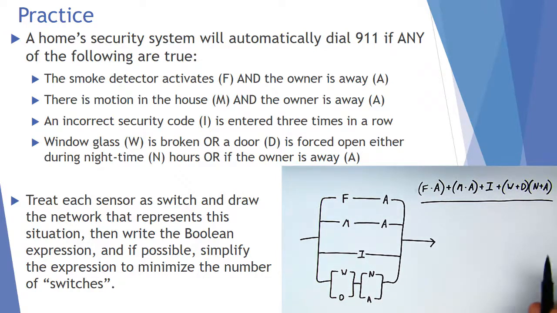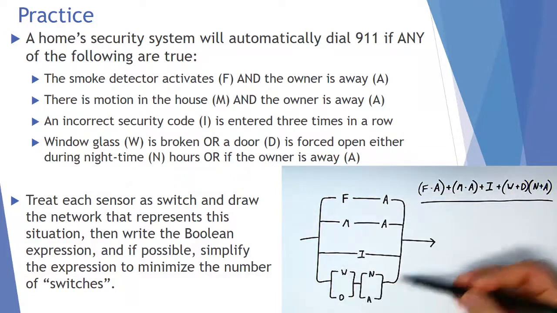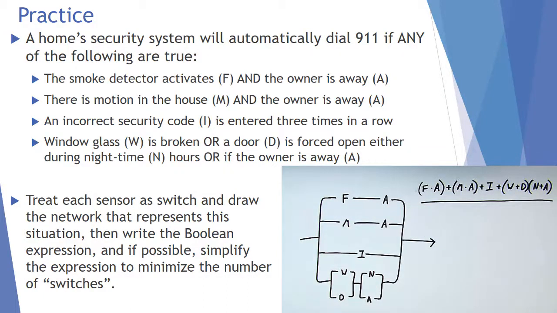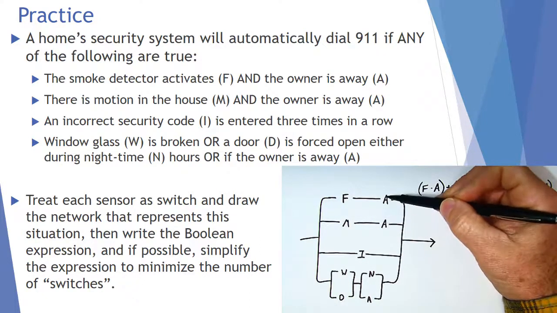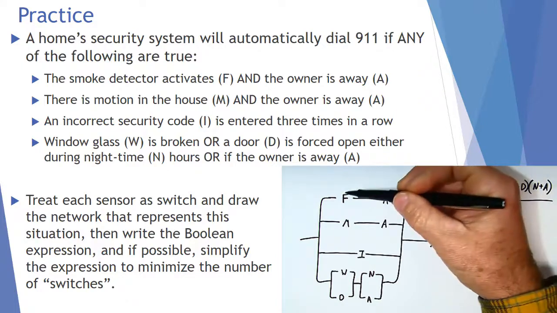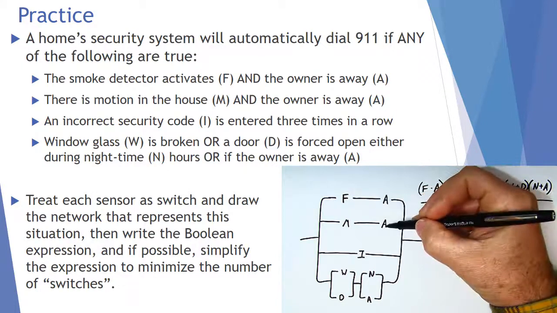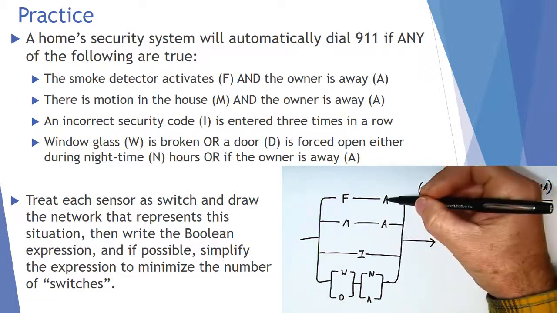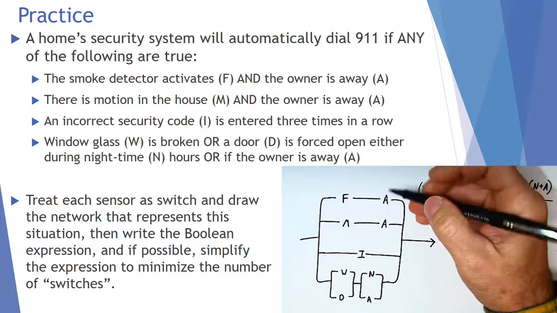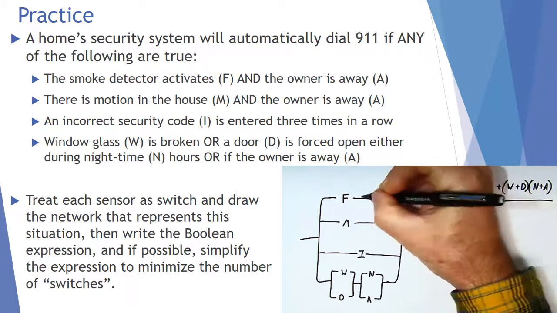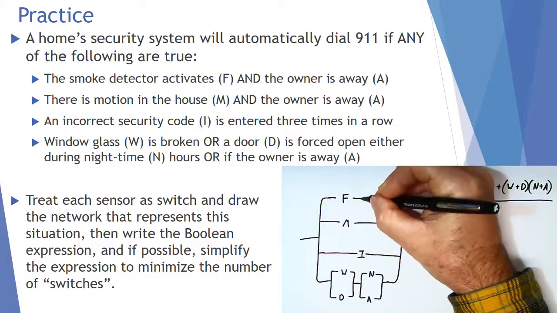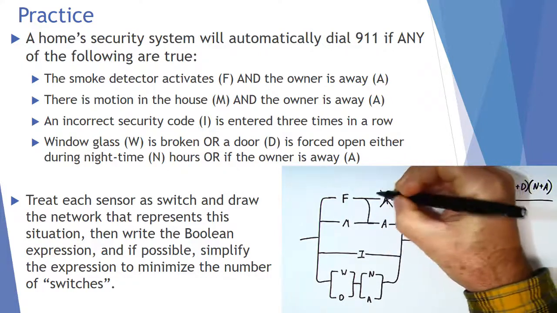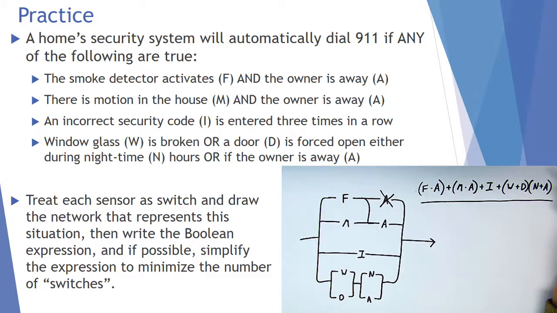Now, can we simplify that? Well, take a look at this network. As it turns out, there is a little something that can be simplified. Instead of having this switch A occur in 2 different places, because the owner has to be away if there's smoke, or the owner has to be away if there's motion. Rather than having that same switch in 2 places, we could eliminate that and simply say we can have the fire detector or motion while the owner is away, and we could eliminate this whole upper switch.